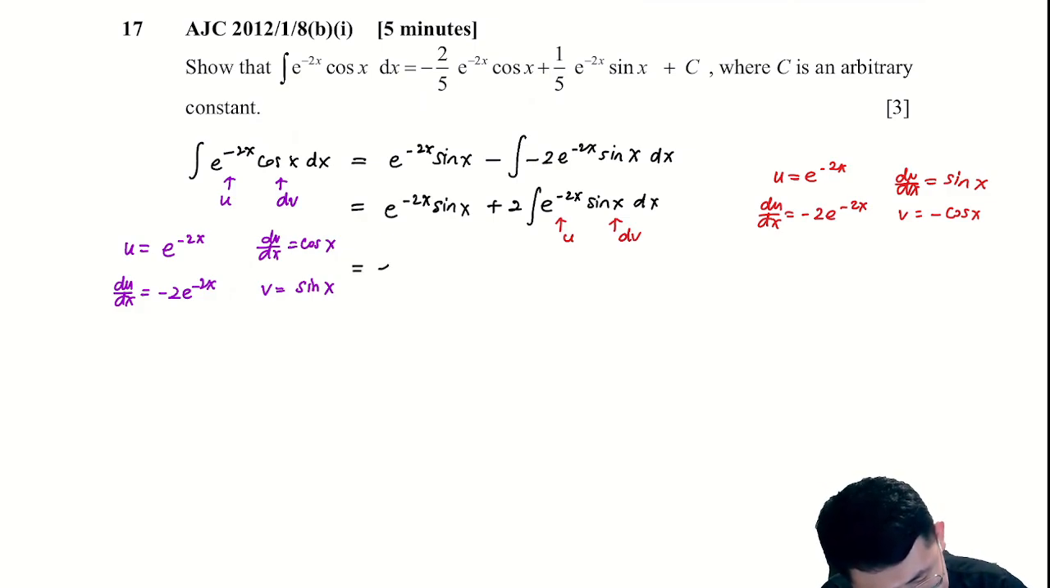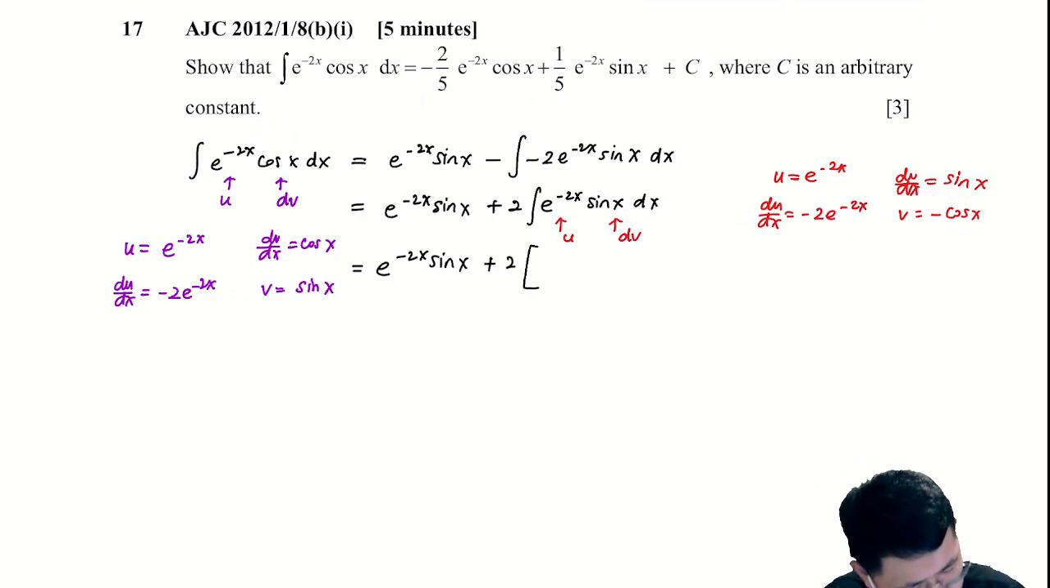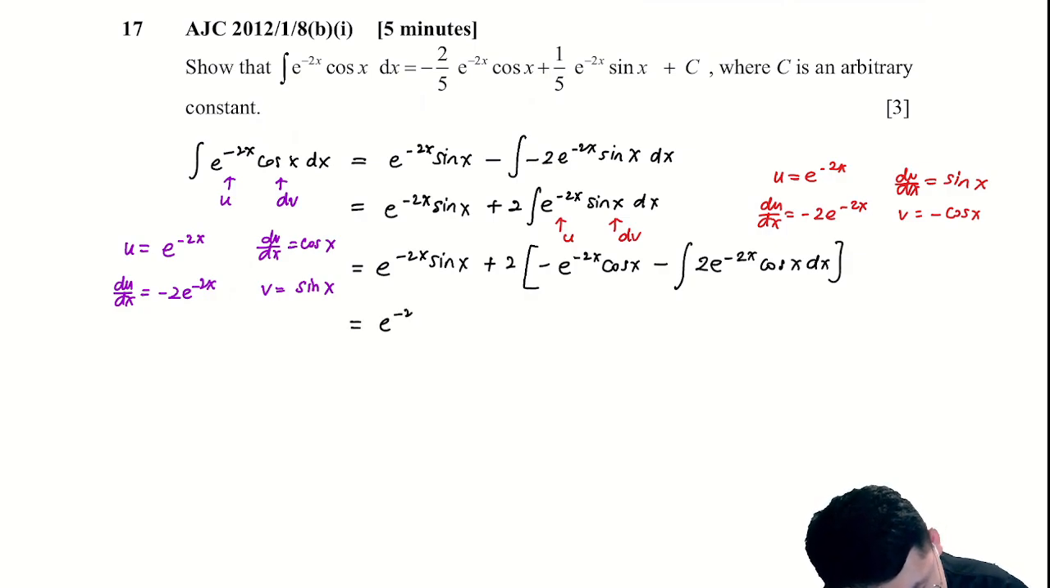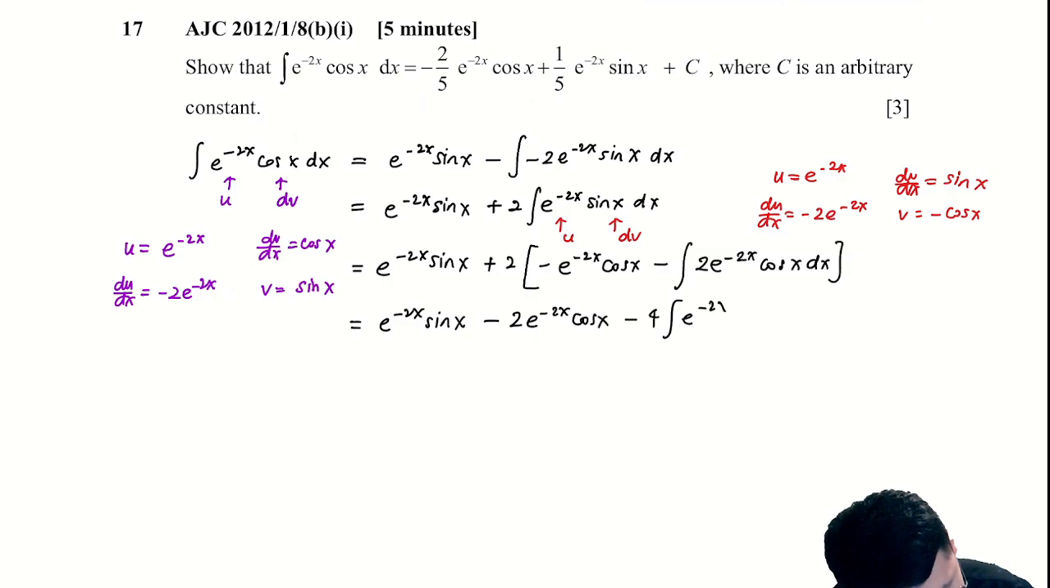Okay, so next, let us integrate. e power negative 2x sine x plus 2 times, uv minus integral of v du. So uv would be negative e power negative 2x cos x, then minus, negative negative will become positive, so 2 e power negative 2x cosine x dx. Okay, so let us expand and simplify. Expanding, this one will be minus 2 of this, and I have a minus 4 of this over here.